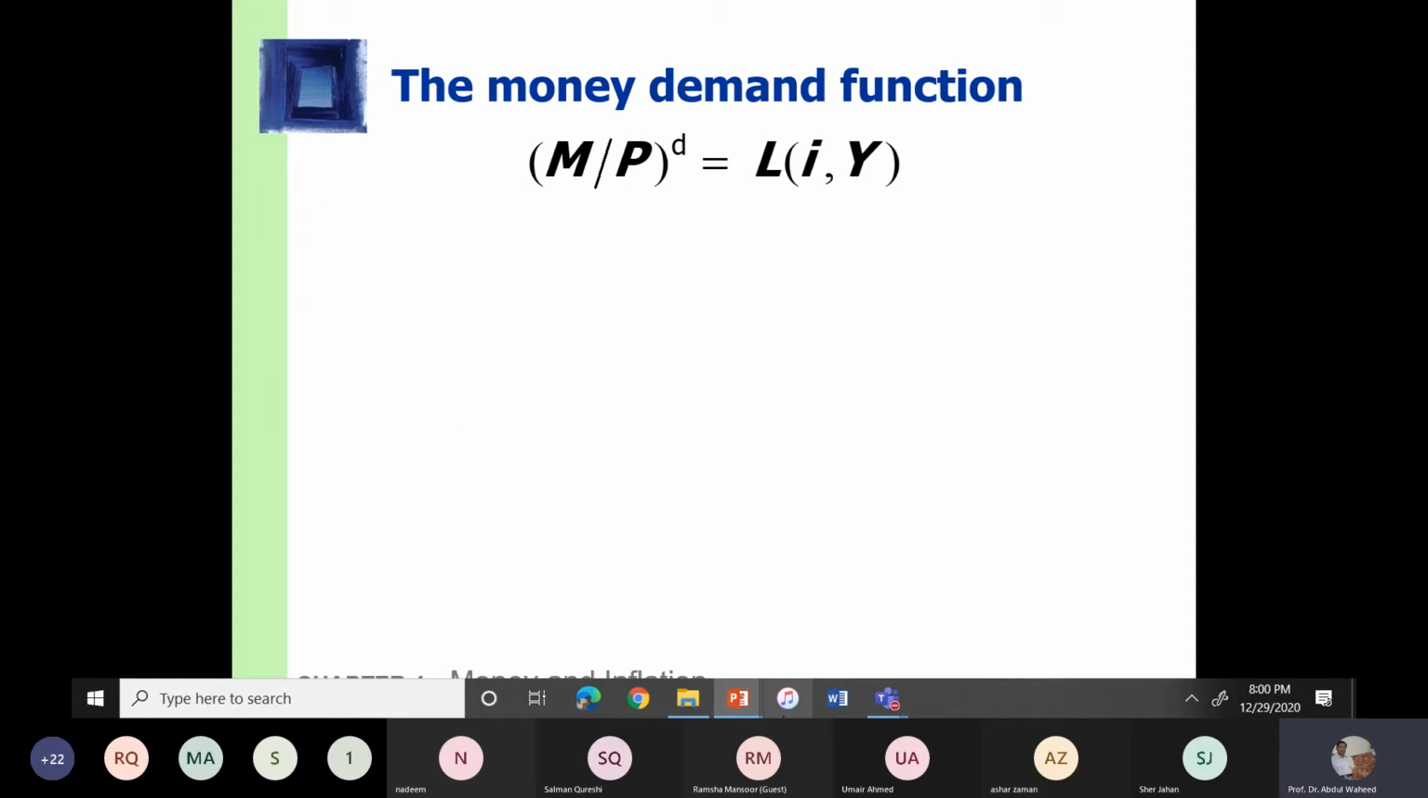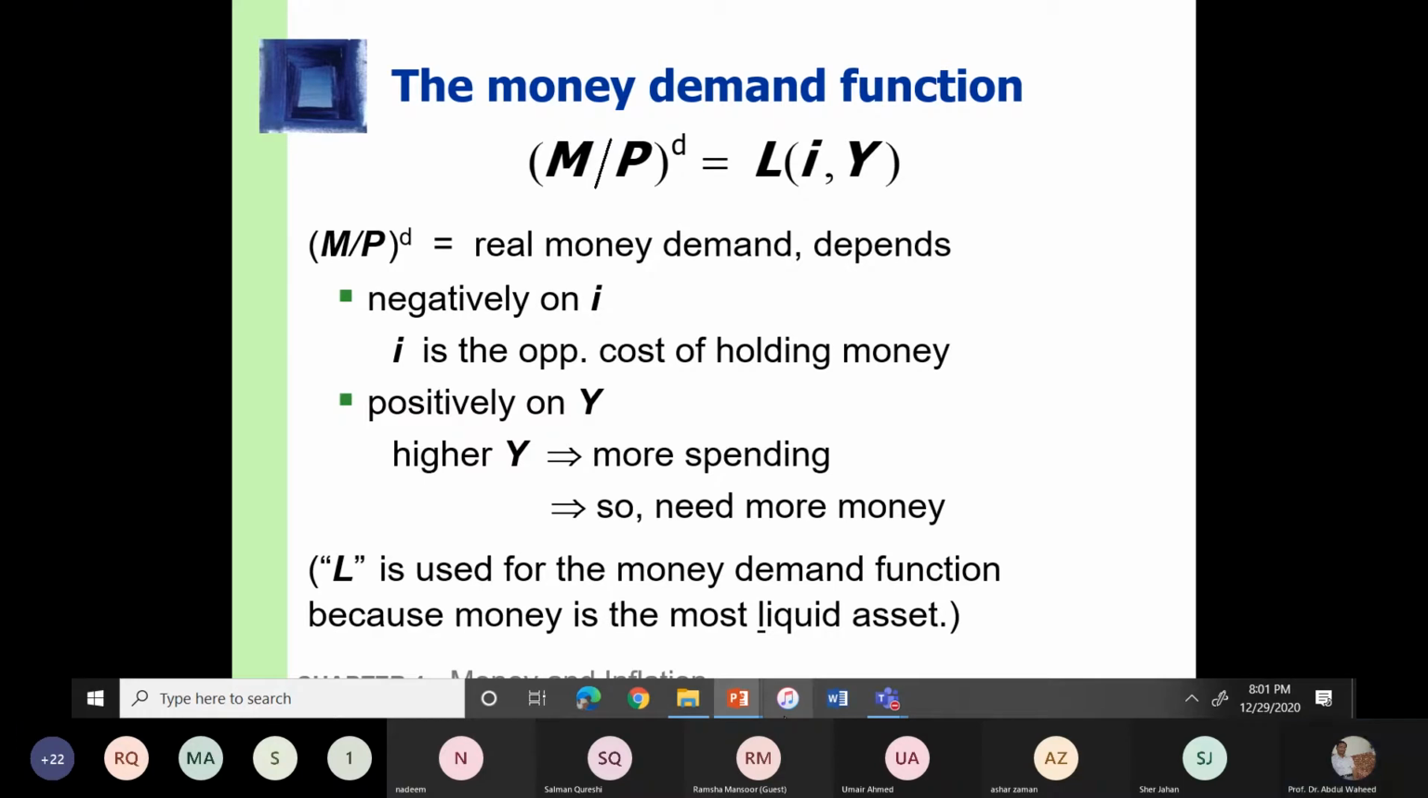Because if you are holding bonds, you cannot make a transaction with bonds. You have to convert that asset into cash, and then you can make a transaction. But if you are holding money, if you are holding cash, you can directly make a transaction. Same is with gold. Gold is another asset with which you cannot make transactions nowadays. You have to convert gold into cash, and then you can make a transaction. Therefore, money is considered the most liquid asset.